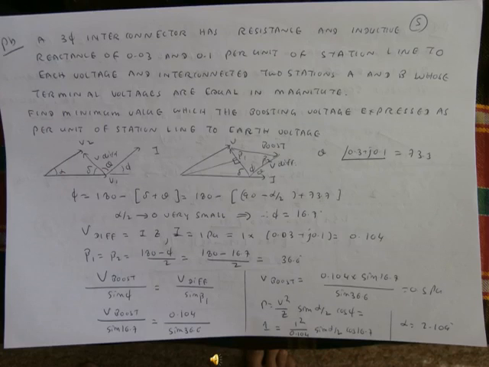And the next problem: a three-phase interconnector has resistance and inductive reactance of 0.03 and 0.1 per unit, the station line to each voltage, and the interconnector connects two stations A and B.